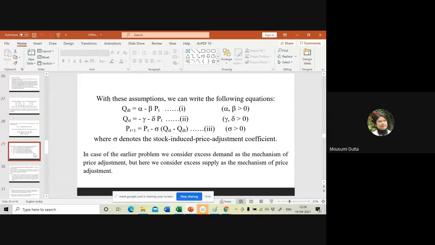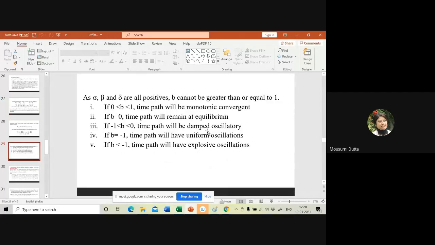I hope everybody is understanding. Here you don't need to draw the demand curve and the supply curve, and you have to show the things in terms of stock adjustment. There is no requirement for this kind of diagram. Here you have to only draw the time paths for all these possibilities. Got it? Yes, ma'am. Any other question? No, ma'am.